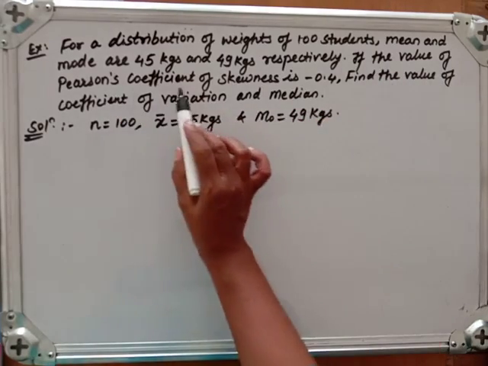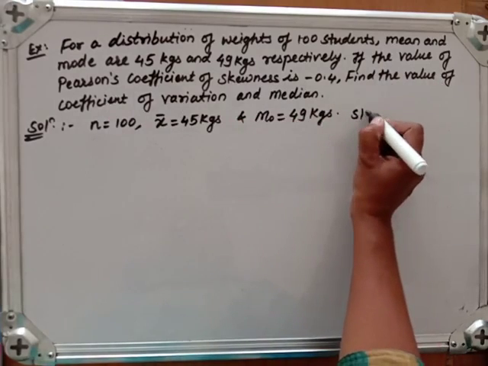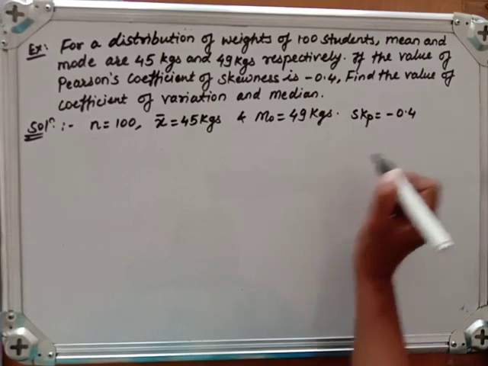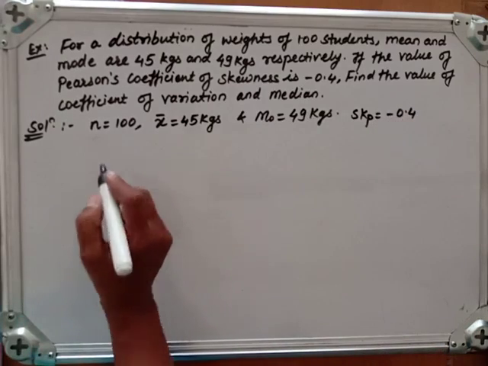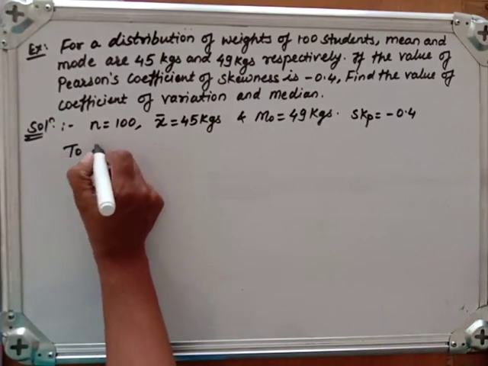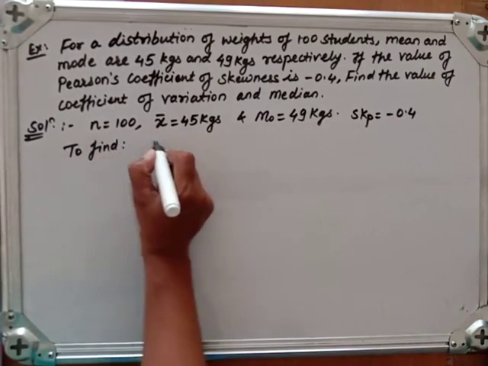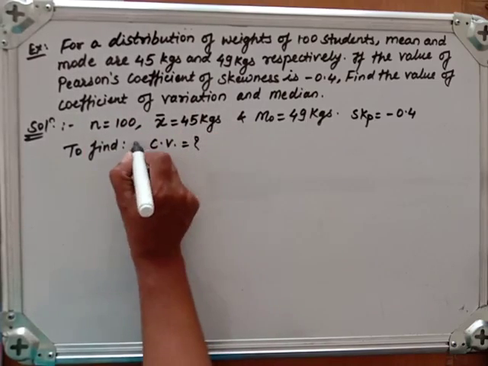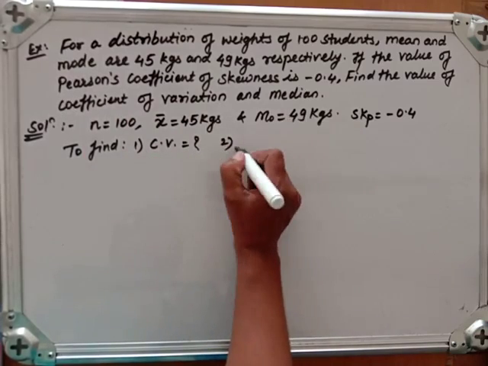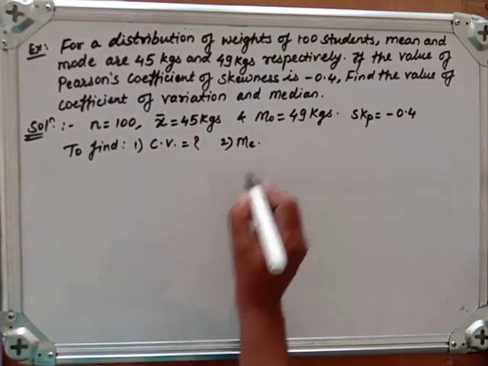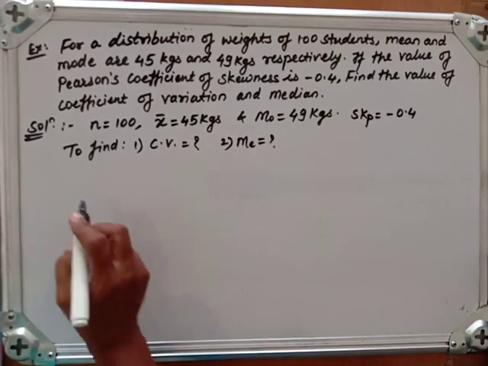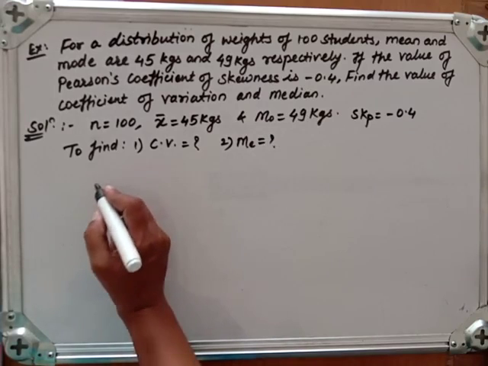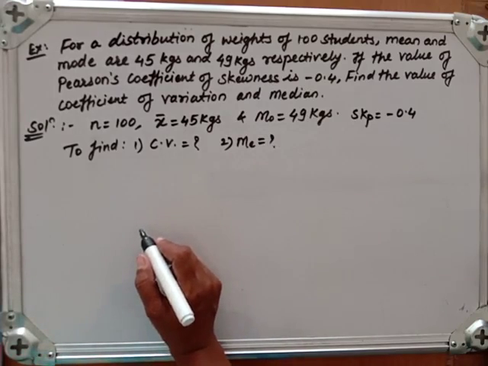Okay. Now what else is given? Pearson's coefficient of skewness is minus 0.4. What is asked to find? We have to find the coefficient of variation, CV, first, and second one we have to find the median. These are our questions. So now to find out the coefficient of variation we need standard deviation and mean.